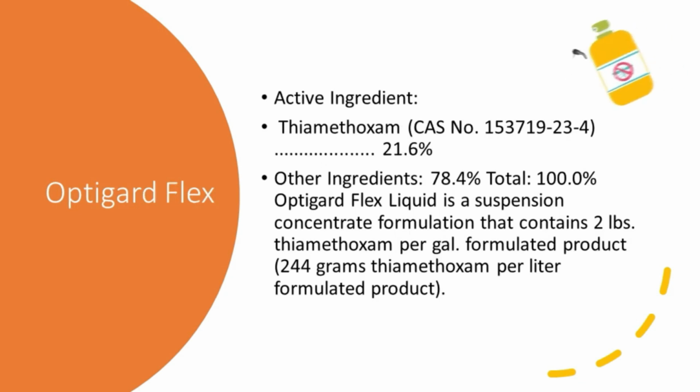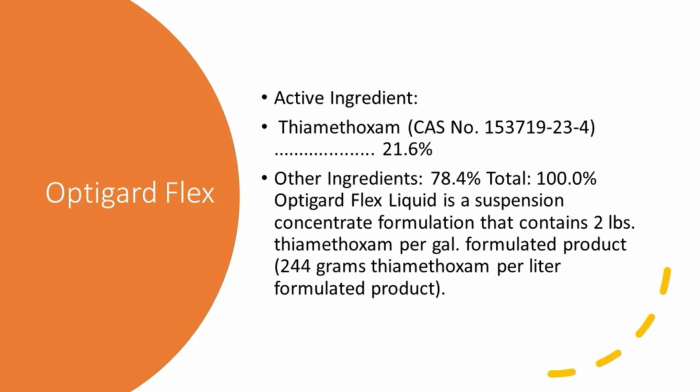Optigard Flex. Active ingredient, thiamethoxam, CAS number 153719-23-4, 21.6%. Other ingredients 78.4% for a total of 100%.